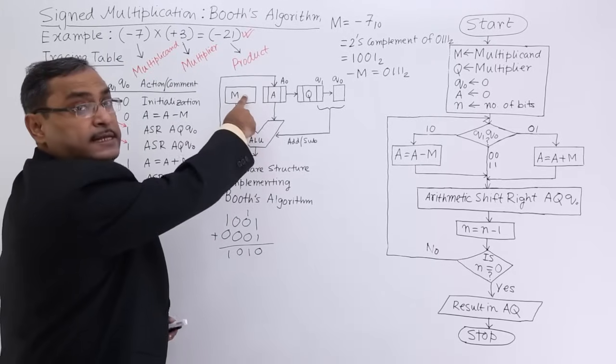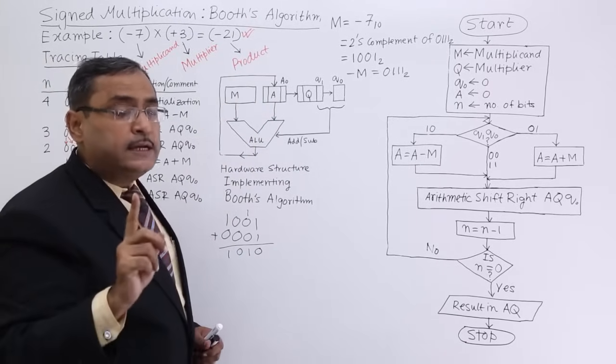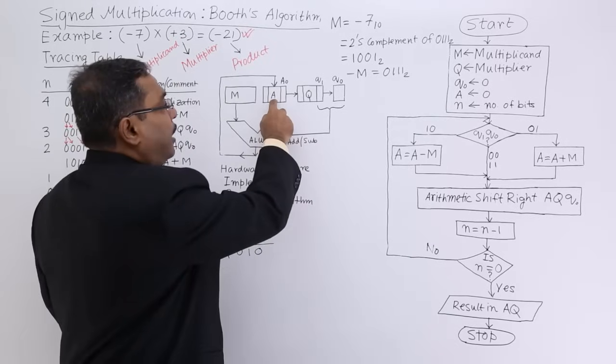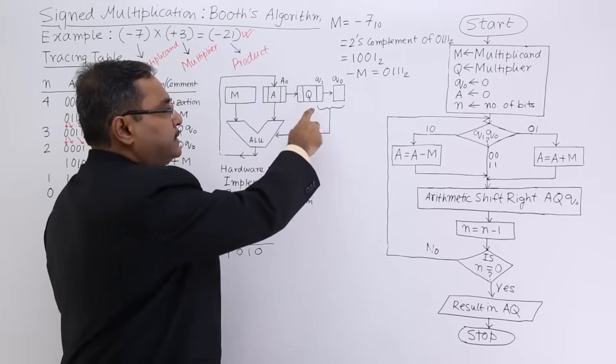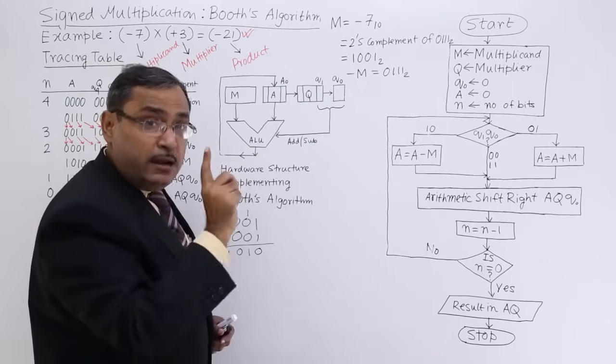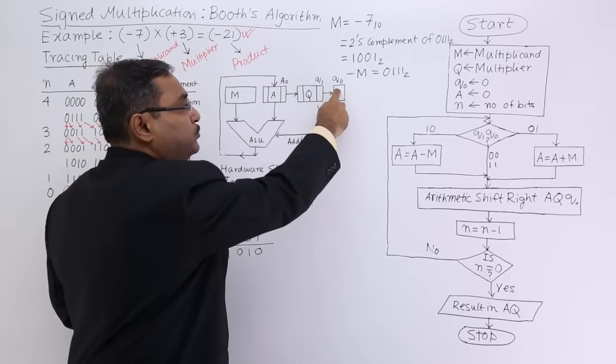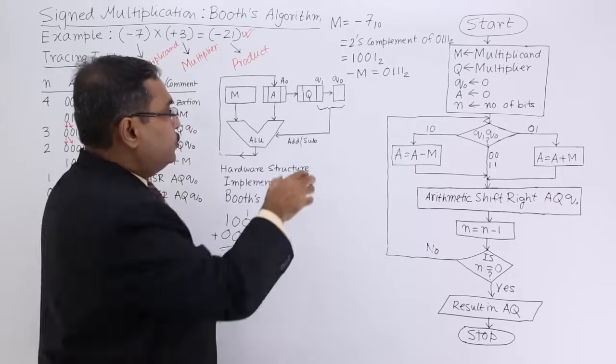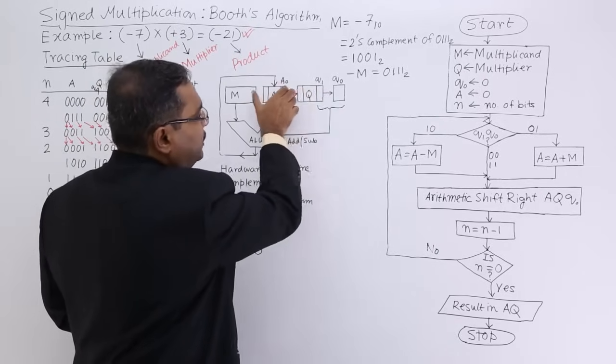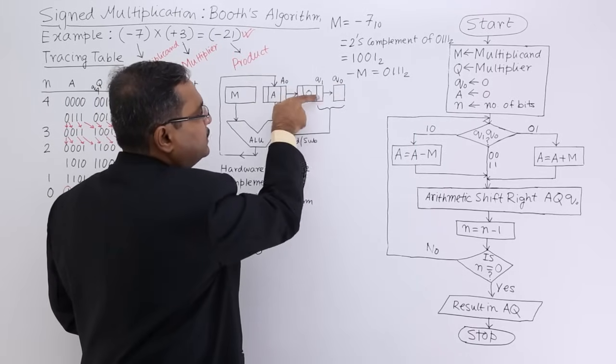So what is this? There is the M register. Tell me how many bits? N bits. How many bits for this A? N bits. How many bits for this Q? N bits. How many bits for this one, Q0? Only 1 bit. So A, Q, Q0 will be shifted towards the right hand side. So that's why I put this arrow.